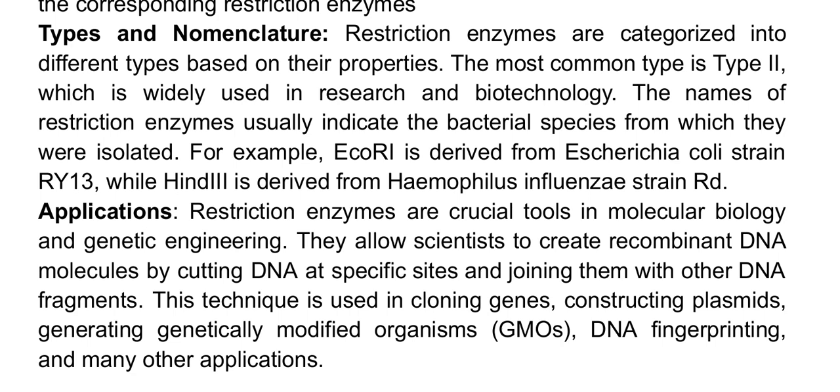Then, types and nomenclature. Restriction enzymes are categorized into different types based on their properties. The most common type is type 2, which is widely used in research and biotechnology. The names of restriction enzymes usually indicate the bacterial species from which they were isolated. For example, EcoRI is isolated from Escherichia coli strain RY13, while HindIII is derived from Haemophilus influenzae strain Rd.